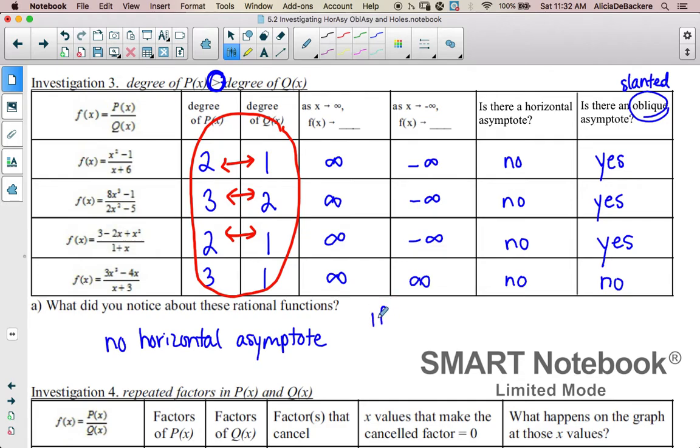So if the degree of P of x is one more than the degree of Q of x, then I get an oblique asymptote.